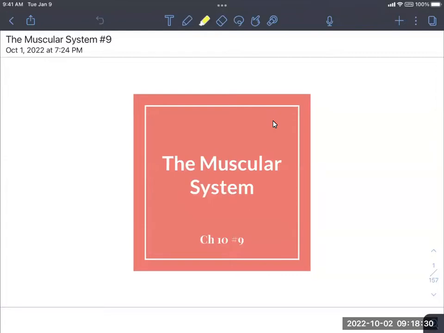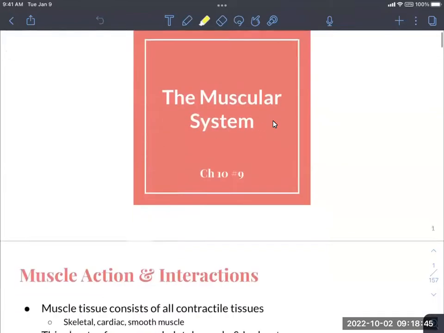So I will post a Quizlet that I made with all of this information in it for you already pre-made. You just need to study it. So let's get started with the muscular system.